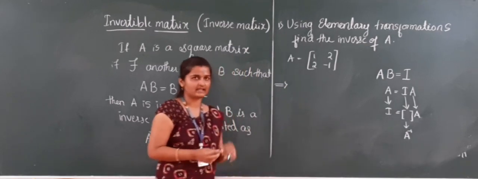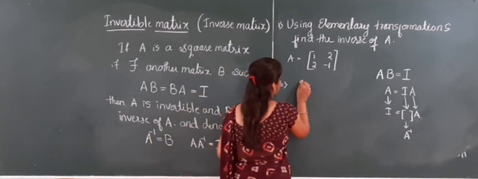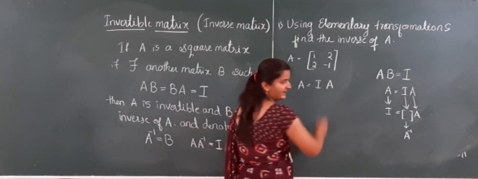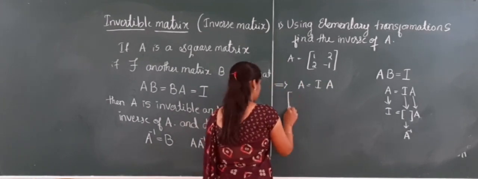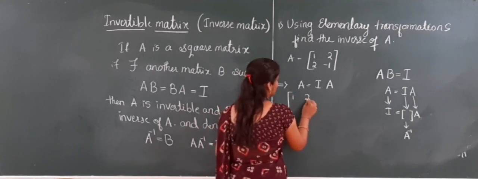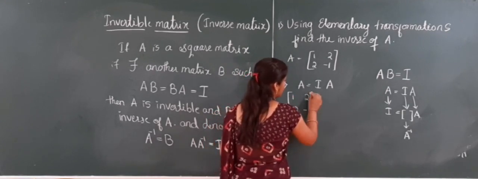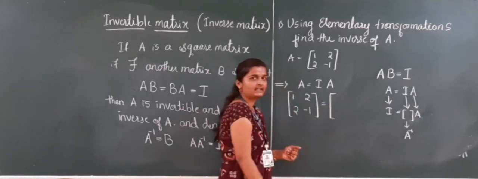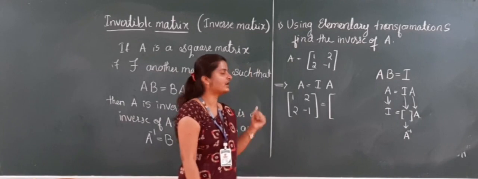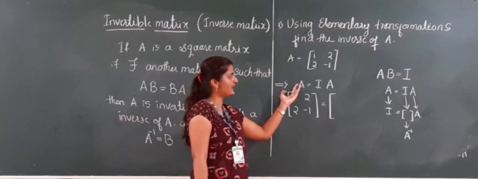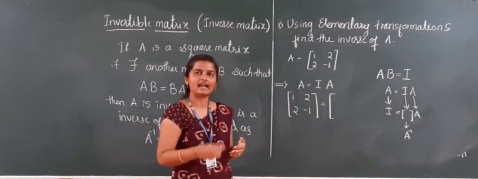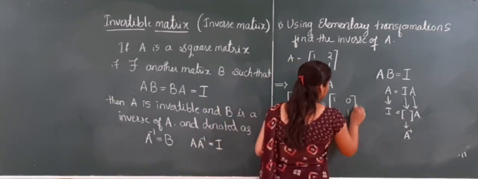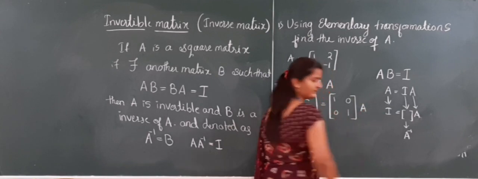So please concentrate here. First I will write A is equal to I into A. I means identity matrix. What is A? 1, 2, 2, minus 1. Next, I is the identity matrix. What is the order of the identity matrix? This is 2 by 2, so I also have to take a 2 by 2 matrix: 1, 0, 0, 1. Next I will write A as it is.